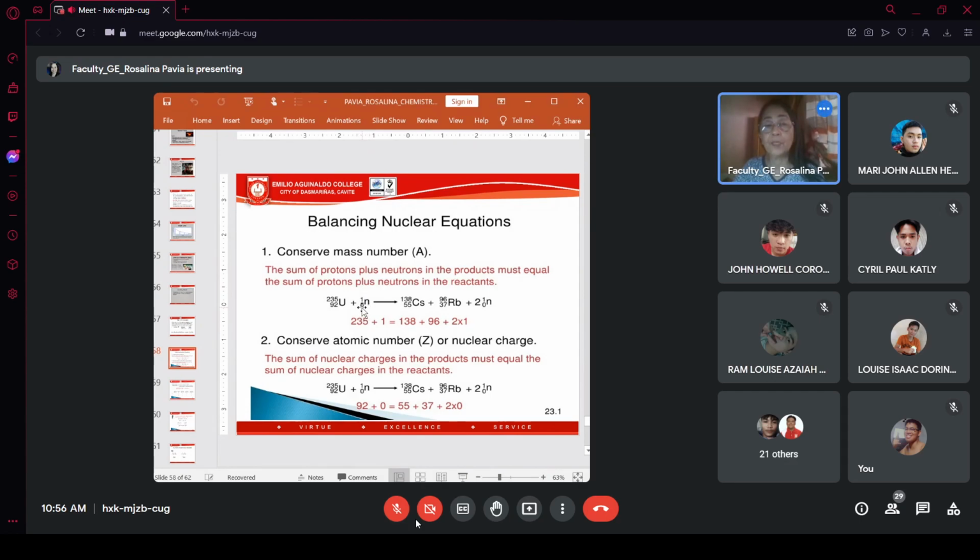So meaning to say, atomic number of neutron here is 0. Wala nga, di ba? So 92 plus 0 is 92. Kasi nabombard siya. Paano mo ibabalance ito? How much neutron are you going to add on the opposite side of the equation para mabalance yung reaction? So ang basis nyo dito is yung atomic number. So tingnan nyo to, 55 plus 37 is how much? 55 plus 37, how much is that? 92 na, di ba? 92, tama?